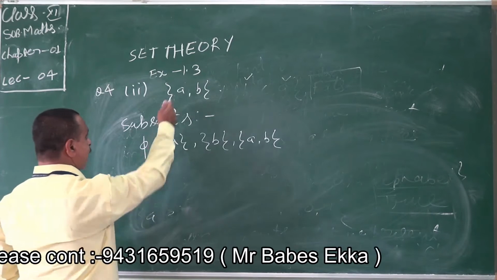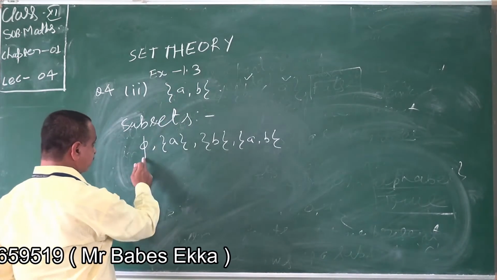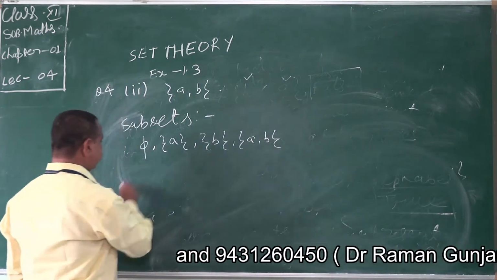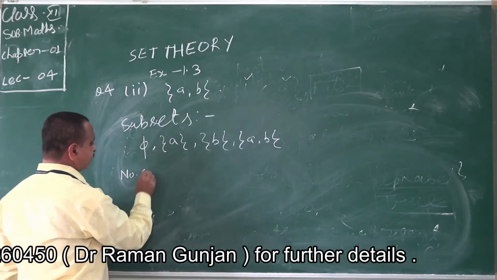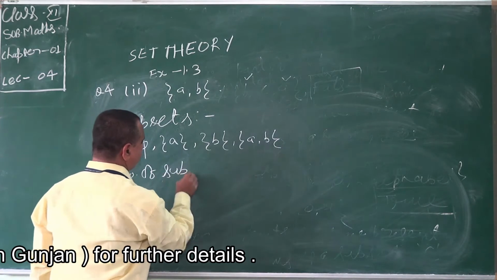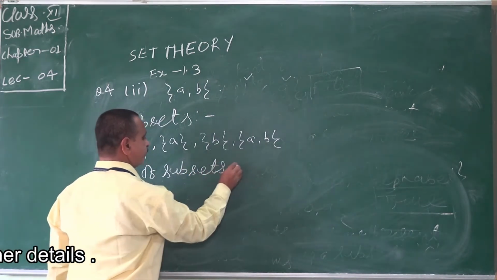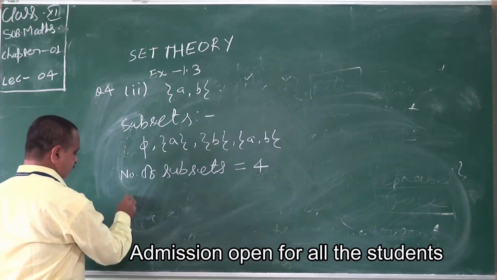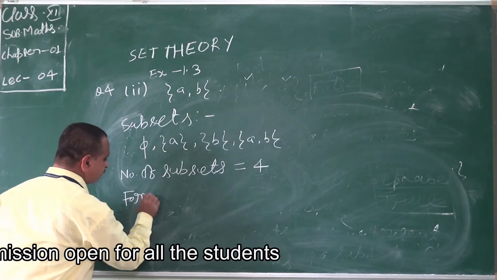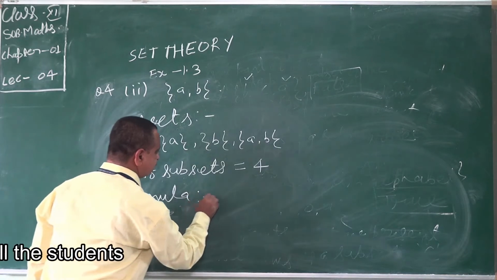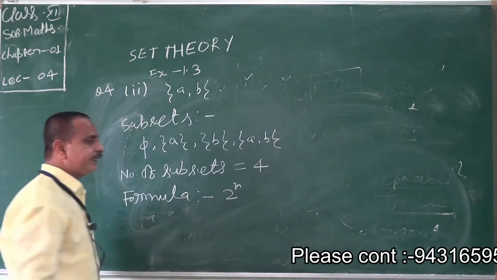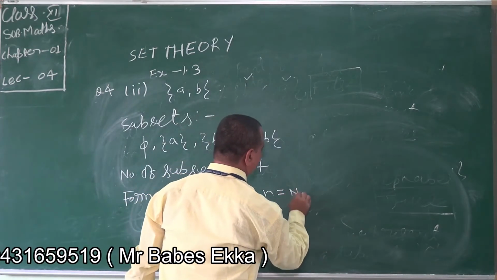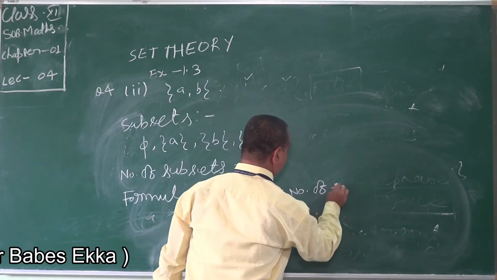This is our subsets. Our subsets are phi, A, B, AB. Thus we find how many subsets? So there are 4 subsets: 1, 2, 3, 4. So we write the number of subsets is 4. From the given 2 elements we form 4 subsets. There is one formula given for this. Your formula is 2 raised to the power n, where n is the number of elements.